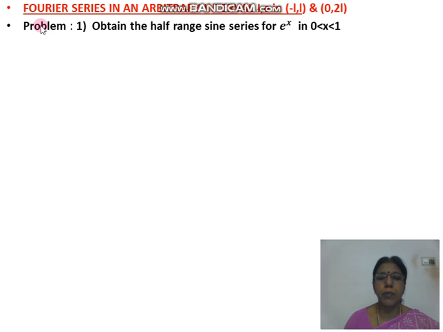See the first problem. Obtain the half range sine series for e power x in 0 less than x less than 1. In the last topic we obtained the half range sine series in 0 to pi. Here it is not pi, other than pi, I said. So the half range sine series formula is sigma bn sin n x. But here, in place of pi there are other values, so we take them as L values.